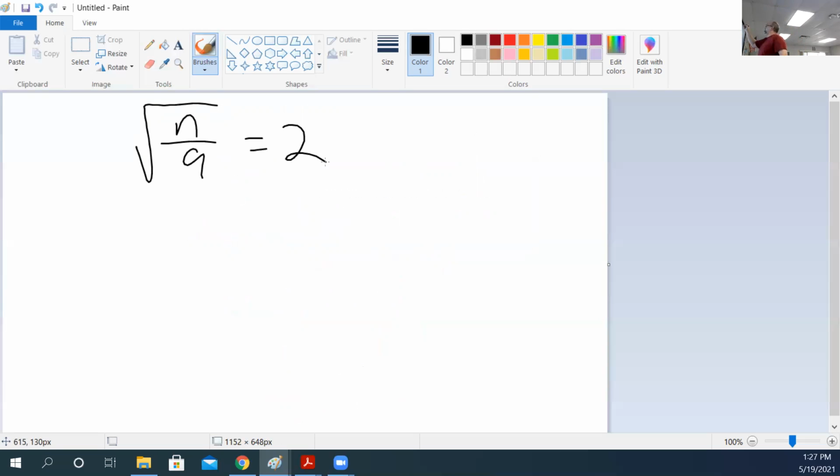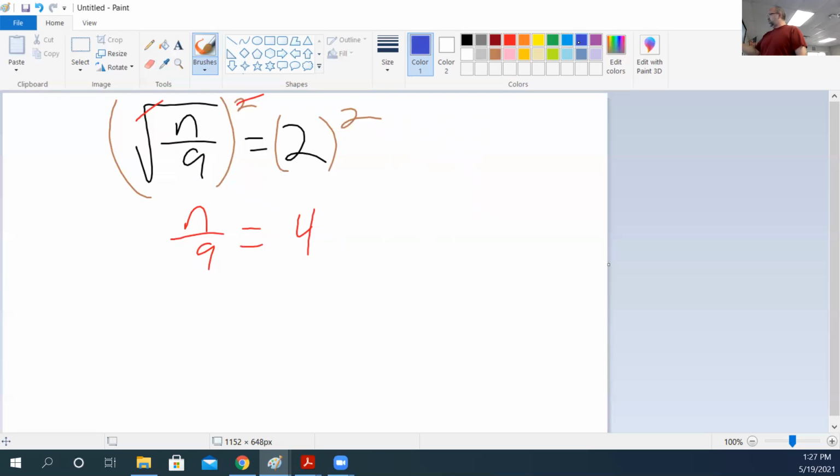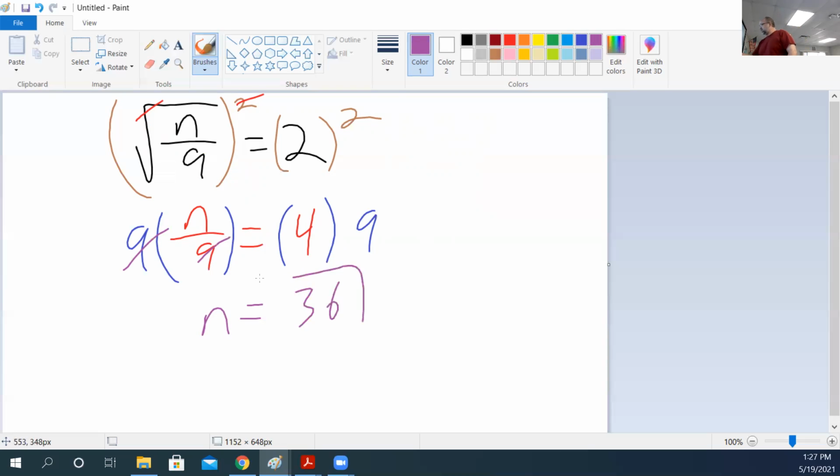Next example for us, what if we got square root of n over 9 equals 2? That's okay. We're still going to approach it the same way. We've got the square root by itself on one side of the equal sign, so you're going to square both sides. The square cancels the square root. Now I have n over 9 equals 2 squared, which is 2 times 2 is 4. Now to move the 9 across, currently it's dividing, so you need to multiply both sides by 9. So the 9's cancel over there. So n equals 4 times 9, which gives us good old 36. There's your answer.